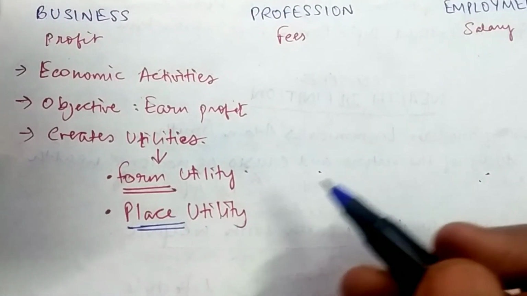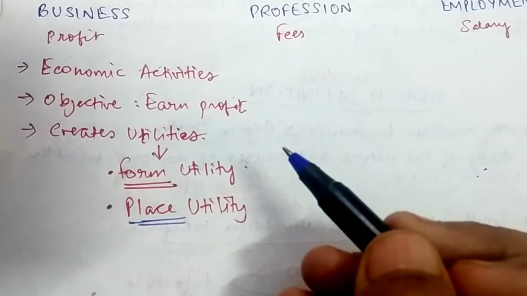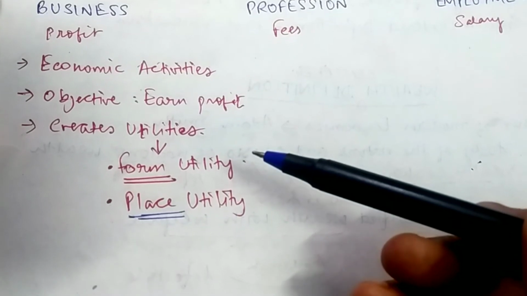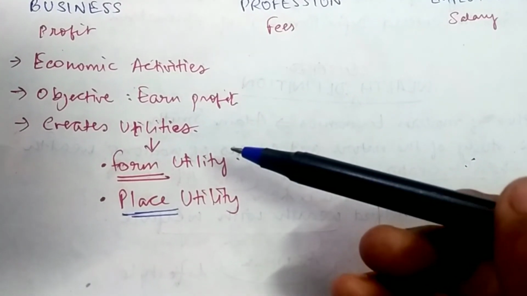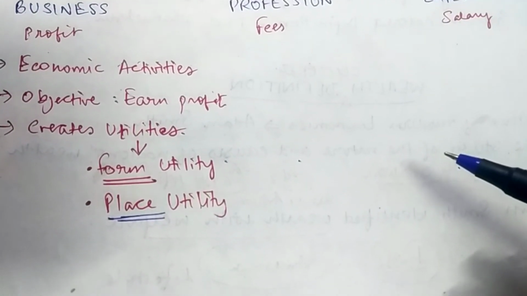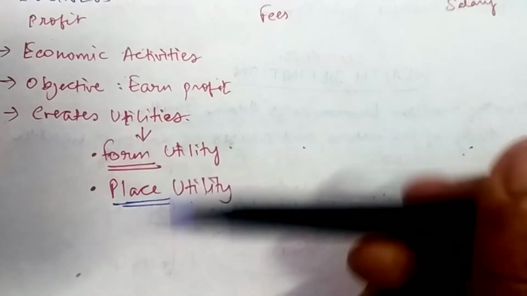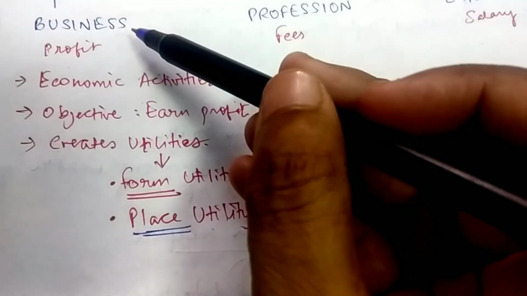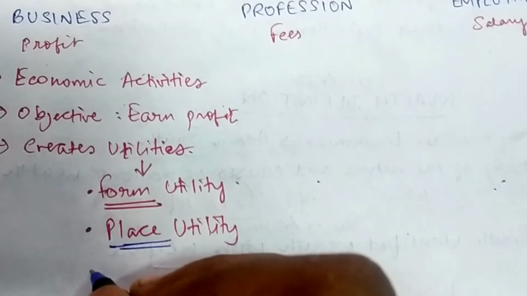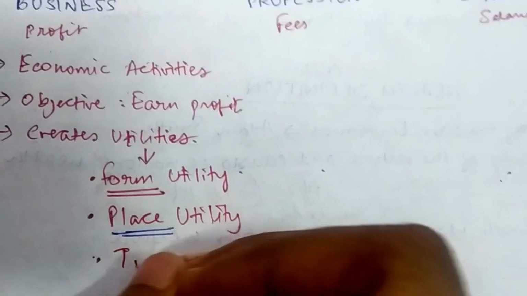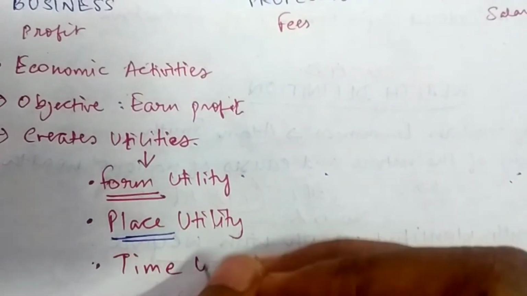Okay, so by changing the place of that product, from the place where the pen got produced, that's the place of production, the pen has been brought to the market, the place of consumption, where the consumer can reach easily. So by changing the place of this product, the pen, utility has got created. And who is responsible for that? Business. The other kind of utility is time utility. Business also creates time utility.